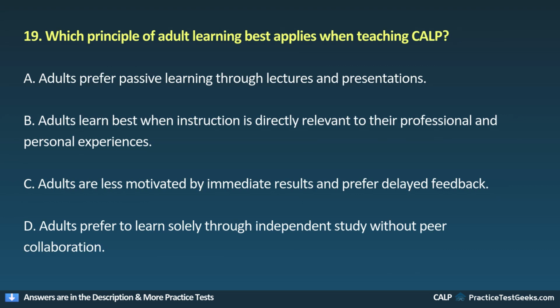19. Which principle of adult learning best applies when teaching CALP? A. Adults prefer passive learning through lectures and presentations. B. Adults learn best when instruction is directly relevant to their professional and personal experiences. C. Adults are less motivated by immediate results and prefer delayed feedback. D. Adults prefer to learn solely through independent study without peer collaboration.